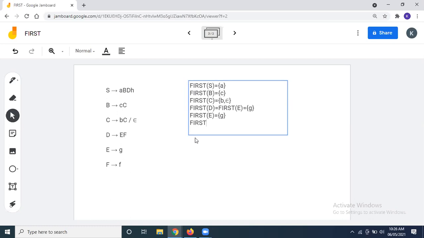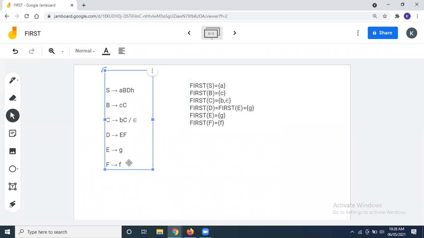Next, first of F. What is first of F? Terminal F, ma'am. Yes, so this is terminal symbol F. So this is how we calculate first. Is it clear? Yes, ma'am. Okay, so I'll give you all one simple example. I just copy this.